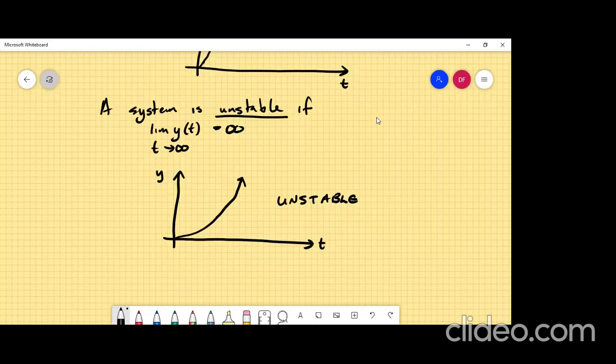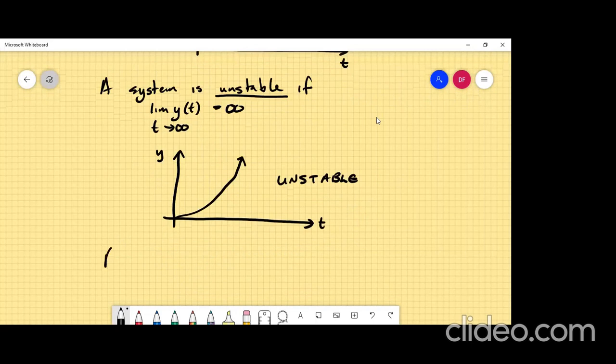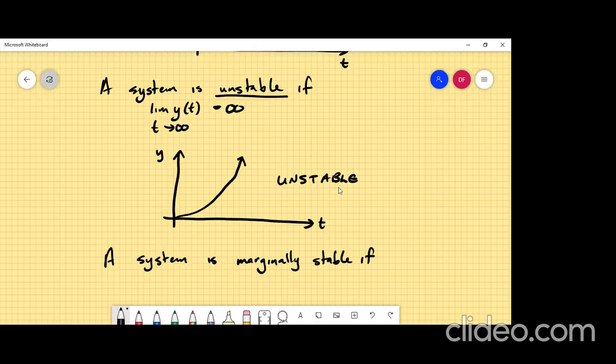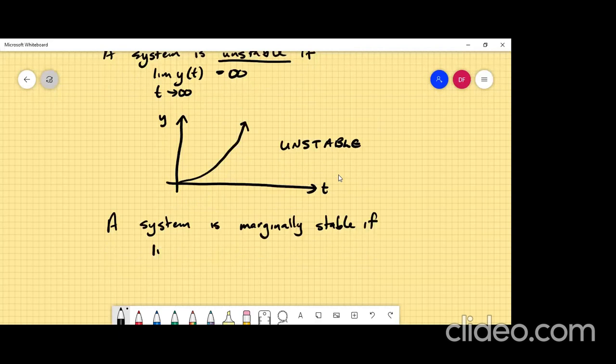And then we have marginally stable. So a system is marginally stable if the limit of y(t) as t tends to infinity is the modulus of M.